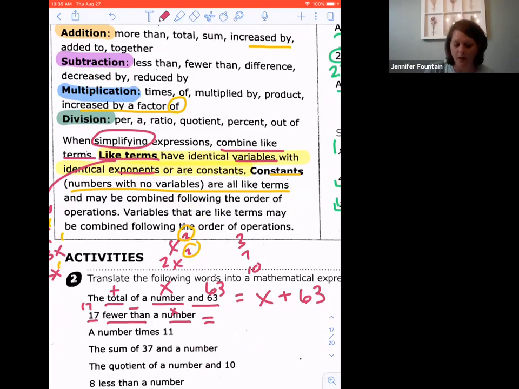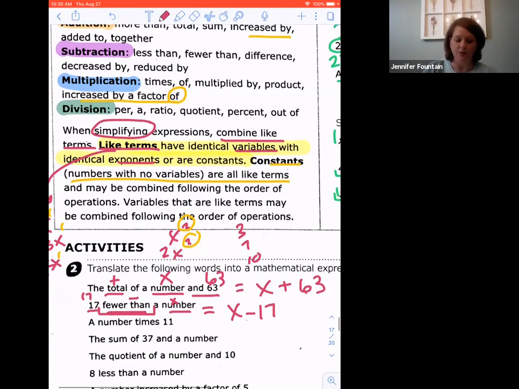Now what I've got to think about is, since addition is commutative, really my order doesn't matter. But with subtraction, it does matter. So I have to figure out which comes first. So 17 fewer than a number tells me that my number comes first. And then I have to take away 17. So if you see fewer than, I know I'm going to have to flip-flop my terms here. Okay? Fewer than means I'm flip-flopping my terms.